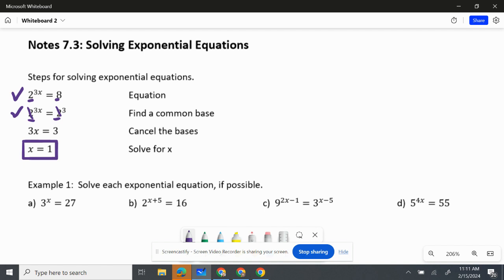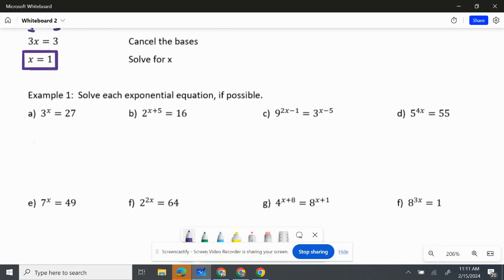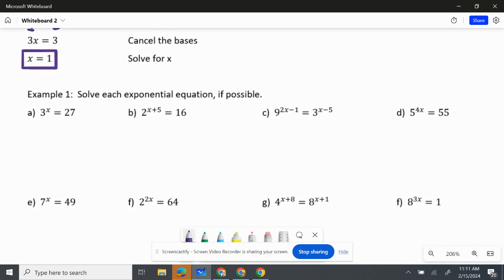So that's our goal. For the first example, what we have is 3 to the x equals 27. So our first step is to find a common base. So 3 to the x stays. And instead of 27, I'm going to put 3 to the third because 3 to the third is equal to 27. And then the 3's cancel and x is equal to 3.